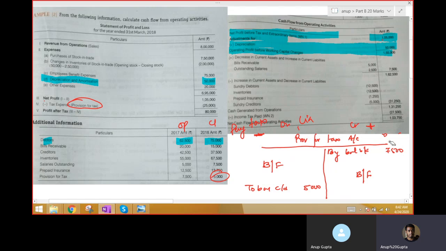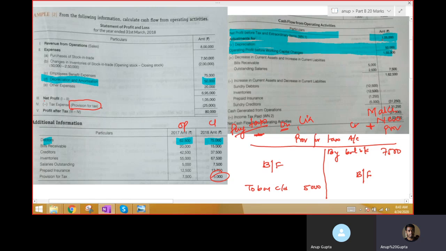Again, when will the provision increase? When you make a new provision. And when will it be debited? When it is decreasing. And when will the provision decrease? When you pay the tax. So in this case, what is it, tax paid or provision made? They are making a provision of 25,000.